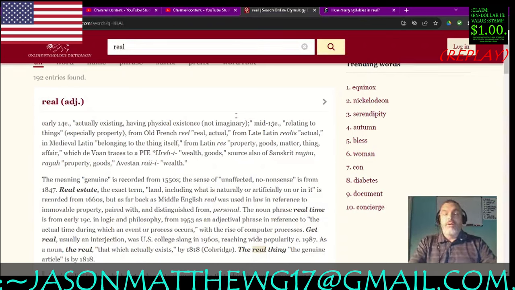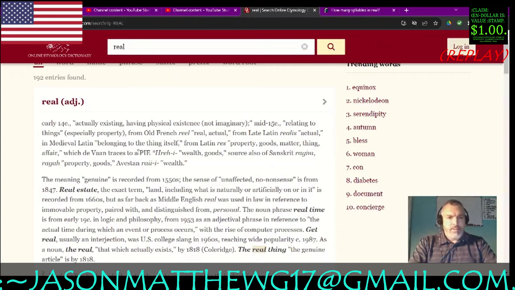The be-all, end-all of our correct sentence structure, finite means, our dictionaries, are us, literally. We are the authority, author, authority. Get it? In order to claim authority is to be the author. Anyways, so real, early 14th century: actually existing, having physical existence, not imaginary. Okay, so that is the modern sense of what real means. Relating to things, actual, belonging to the thing itself.